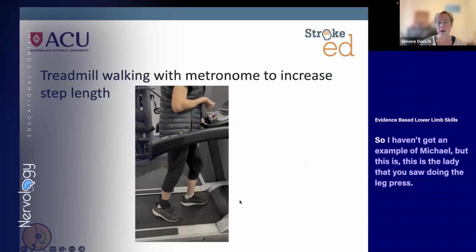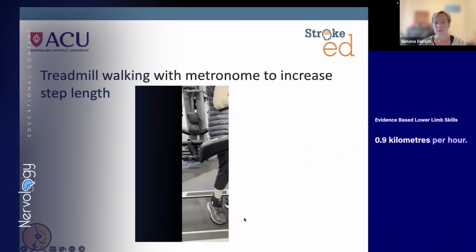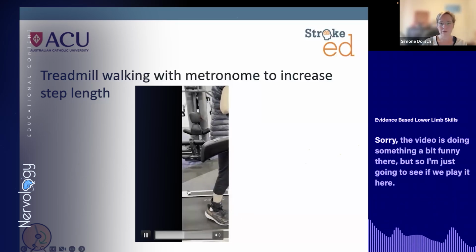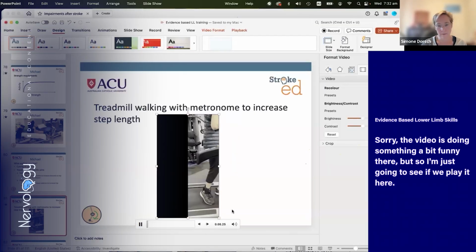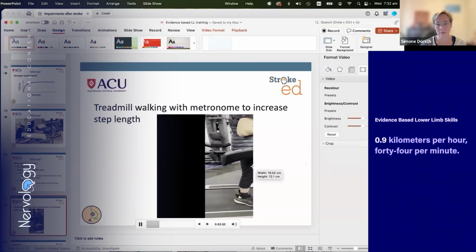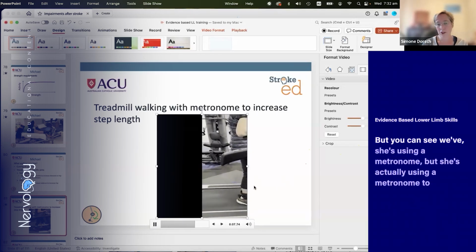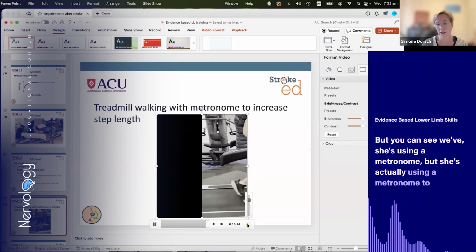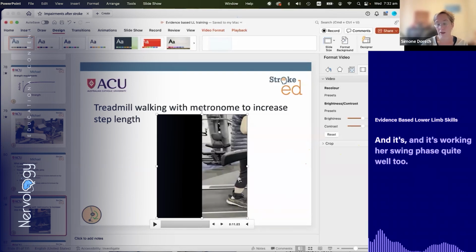I haven't got an example of Michael, but this is the lady that you saw doing the leg press. I'm sorry, the video is doing something a bit funny there. I'm just going to see if we play it here. No, it's still doing 0.9 kilometers per hour, 44 steps per minute. But you can see she's using a metronome, but she's actually using a metronome to slow down her steps so that her steps end up being a bit longer, and it's working her swing phase quite well too.